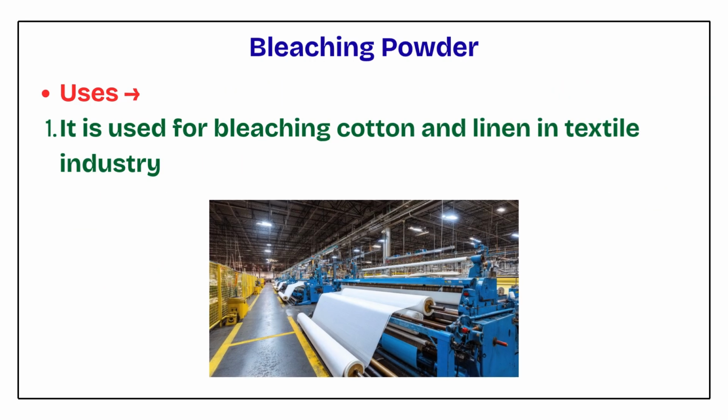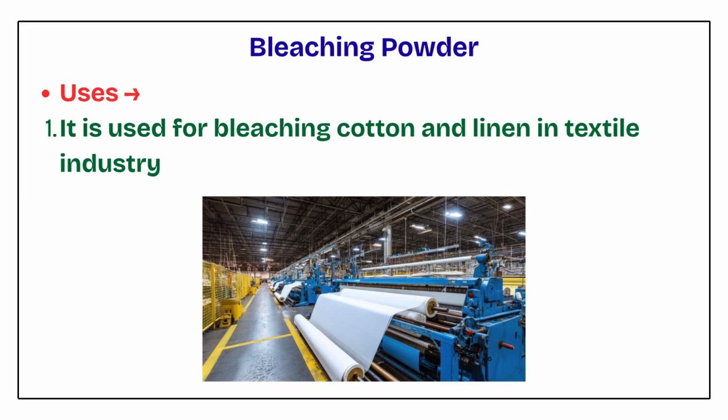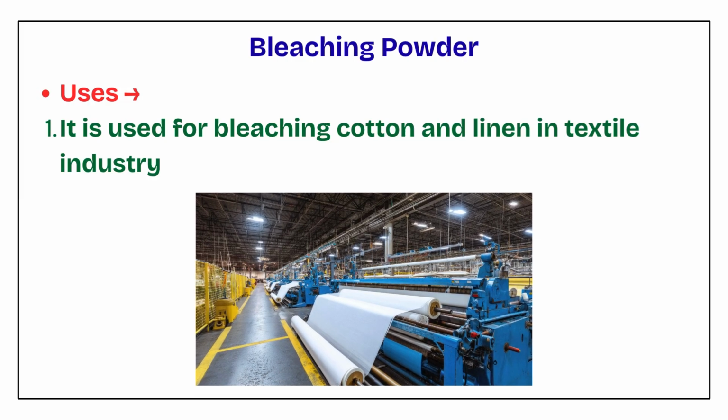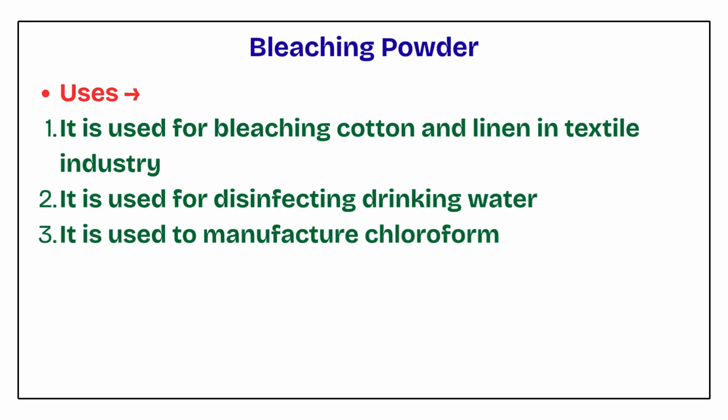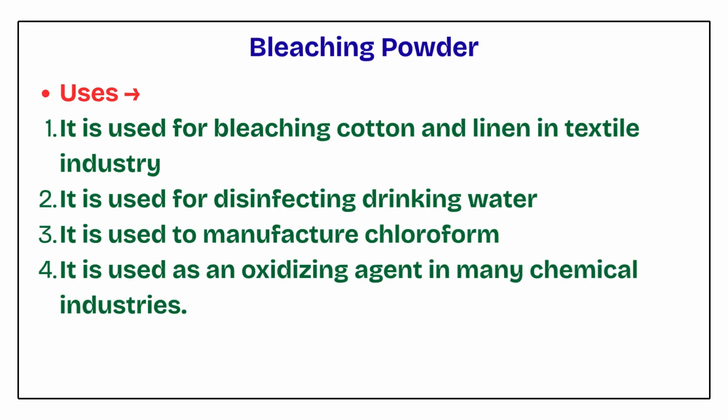It is often used as a bleaching agent for bleaching the cotton and linen in the textile industries. It is used for disinfecting the drinking water, used to manufacture chloroform, and since chlorine is an oxidizing agent, bleaching powder which has chlorine in it is also used as an oxidizing agent in many chemical industries.